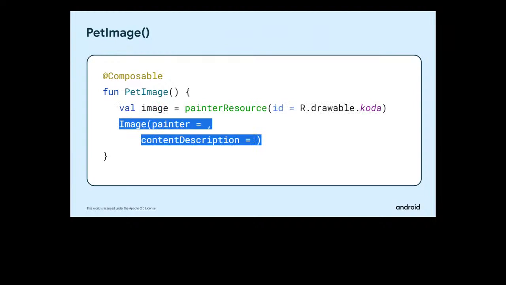Now we can go ahead and declare an image function. This image function is a pre-built composable function. You don't need to define it again. You only have to pass values into the function. This will ask for two values. The first one is, of course, painter. The painter is the image that we just now created using painter resource. So you will pass that as an argument, and then you will type a content description.